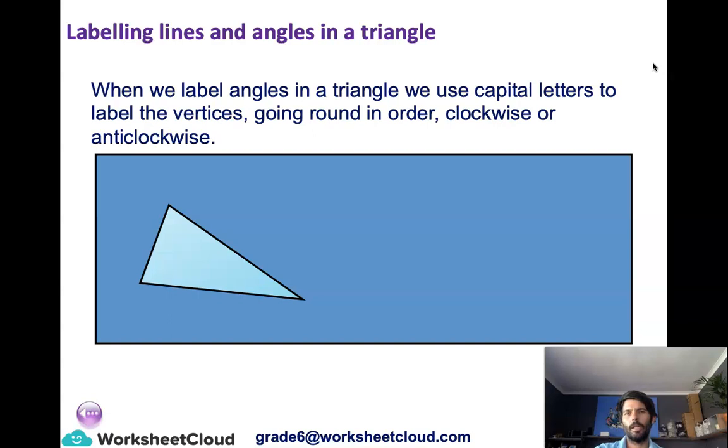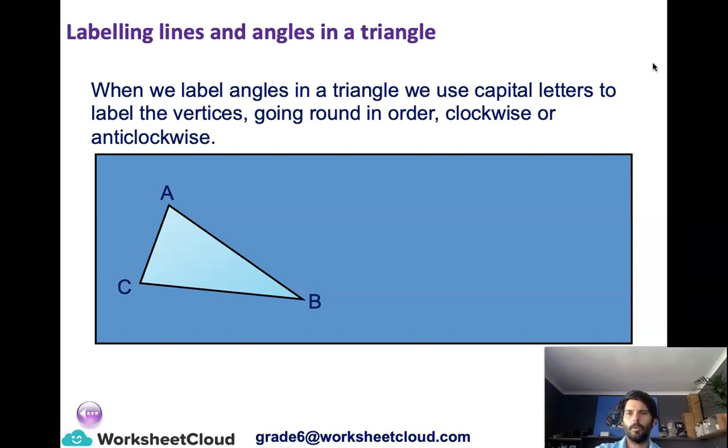So the first thing we're going to look at is labeling lines and labeling angles in a triangle. So how do we label the sides and how do we label the angles? So as you can see, it says when we label angles in a triangle, we use capital letters. And we know that the angles are at the corners, and the corners in maths are called vertices. So many corners are vertices. One corner is a vertex, and we either label it clockwise or anti-clockwise. Okay, so there are my labels for my vertices, the capital letters.